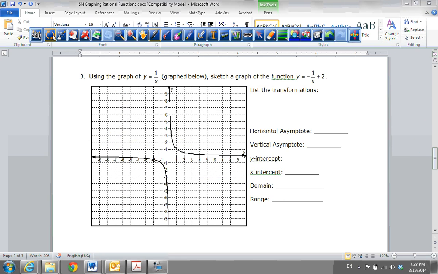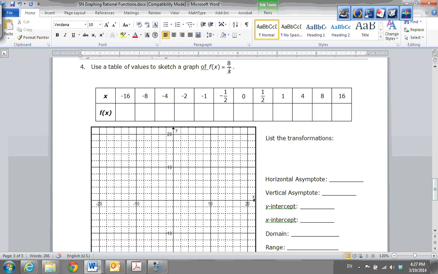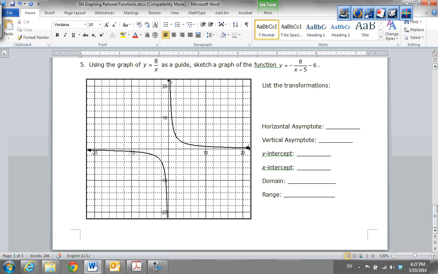That's all I wanted to go over. Try number 4 and 5. Number 4, the only difference is you got 8 over x. It's going to look exactly the same. Your numbers are just different. Everything else stays the same. And then my transformation rules, this is going to go left 5, down 6, and the negative reflects. Okay, give that a shot.